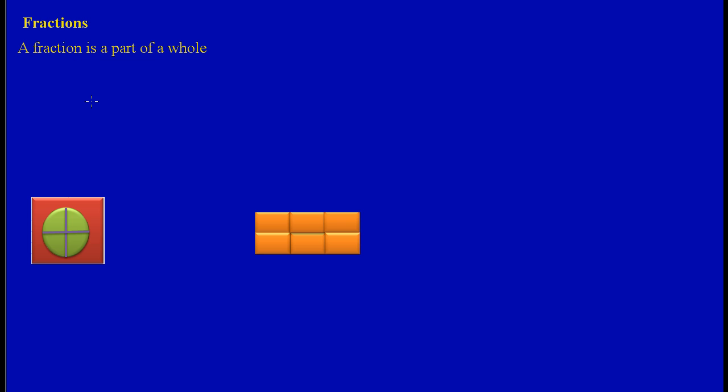Welcome to our tutorial on fractions. In this video we're going to introduce what a fraction is all about, so that you can get the basic idea as we go along.